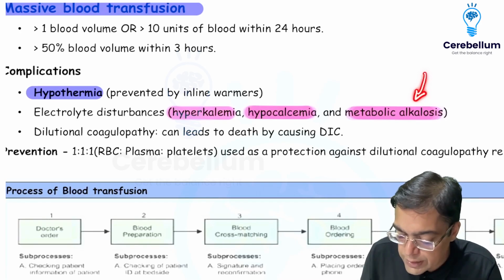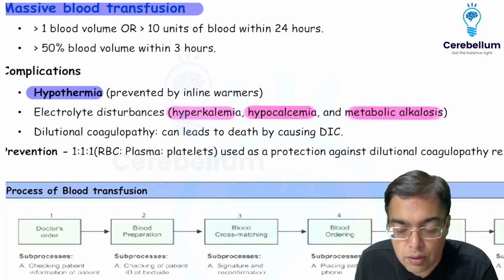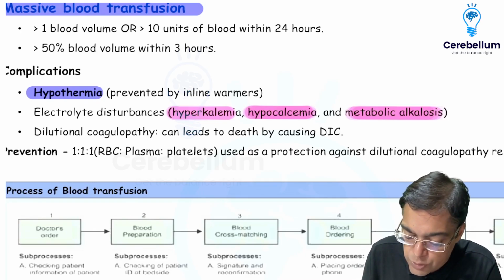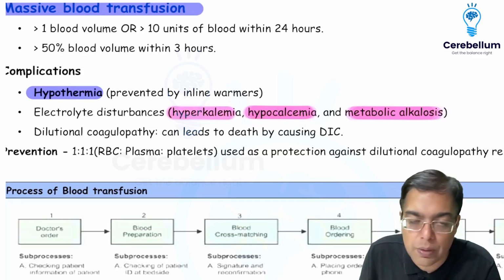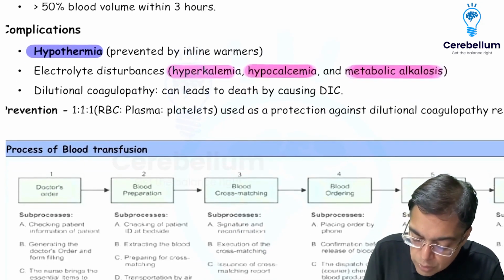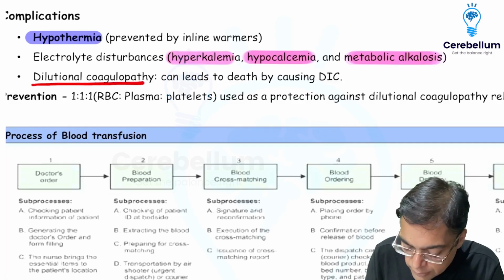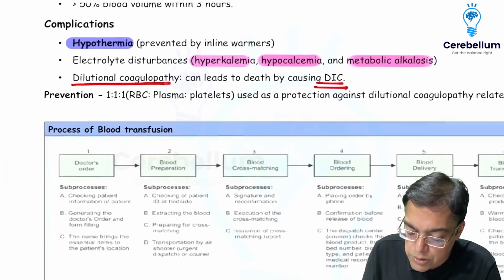Metabolic alkalosis is explained by the fact that there is going to be a conversion of citrate into bicarbonate, and the body will try to retain the H plus ion, so it is going to be responsible for causing the development of hypocalcemia, and then there is going to be a potassium disturbance as well, right? Then we are going to talk about a condition which is given the name of dilutional coagulopathy, which can be responsible for causing death of the patient by causing DIC.